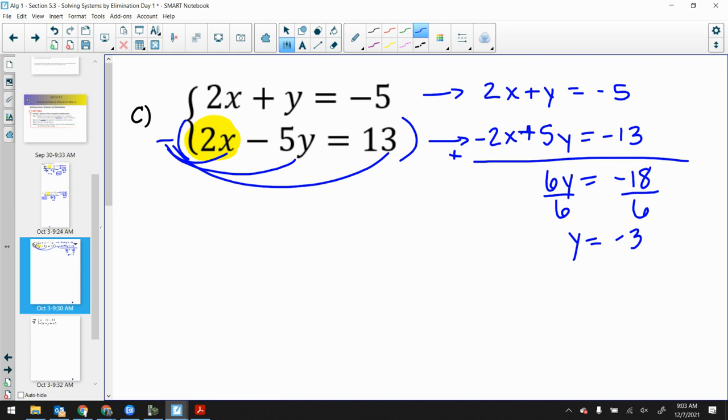And again, at this point, one of the coordinates is solved for. It's like dominoes. Now, the y is found. We just got to find the x. So let's go back into my first equation. Again, it doesn't matter. 2x, this says plus a -3 plus y. So I'm just going to say -3.